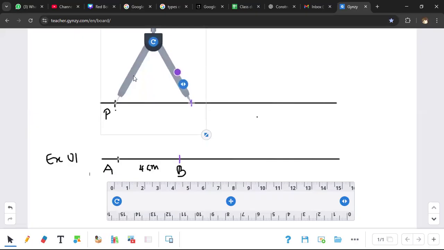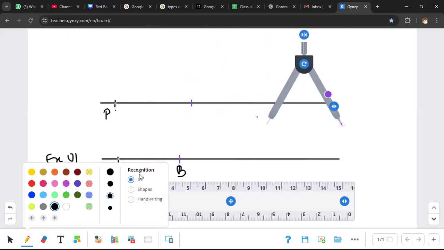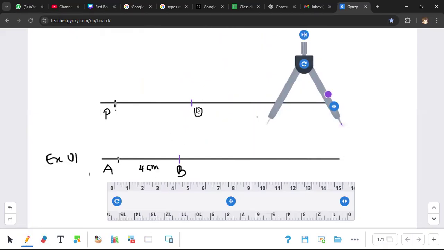Then remove your compass and name it as Q. And this is your straight line segment. And finally, you have to mark this is 5 centimeters. You have to say this is 5 centimeters exactly.